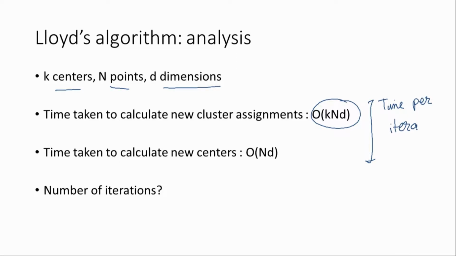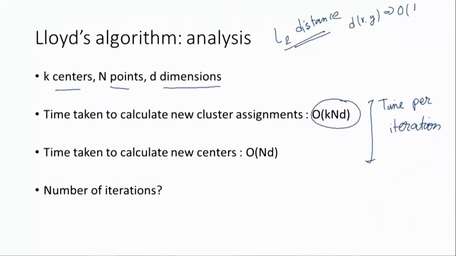Or maybe I should have asked you. So we're using the L2 distance. Why is the time taken to calculate new cluster assignments knd? So to compute distance between any 2 points, dxy, takes time order d. Right? Because you have to do xi minus yi squared, then you have to take the square root. That's order d, because it's a d length sum.